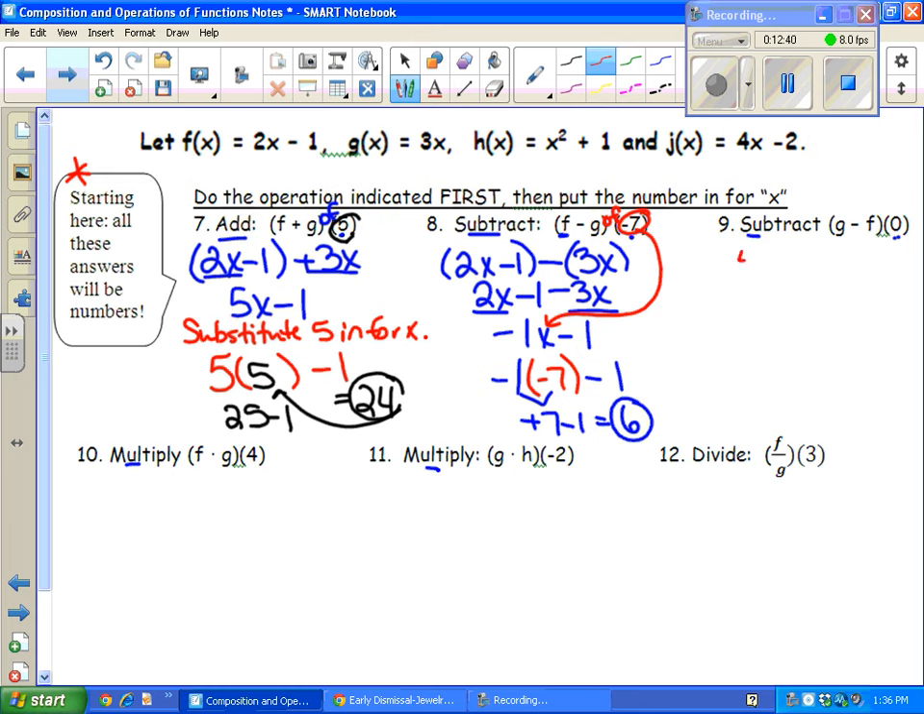G function, 3x, minus the f function, 2x minus 1. Remember, I said order is important, so make sure g comes first and f comes second.